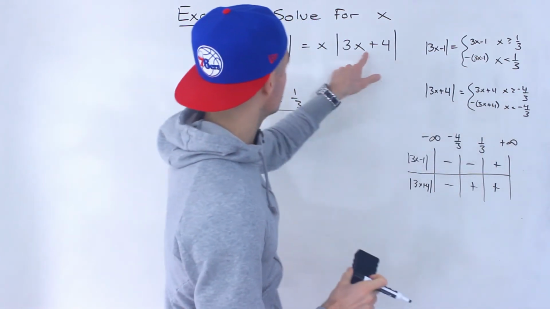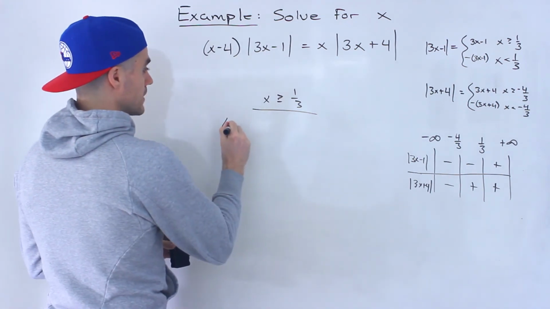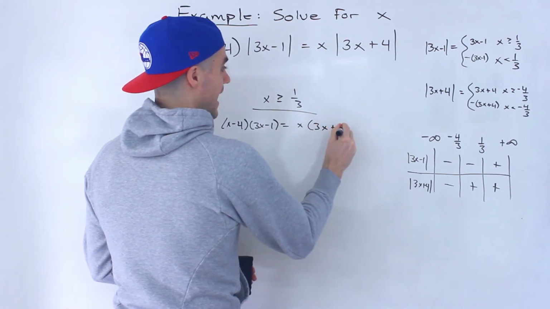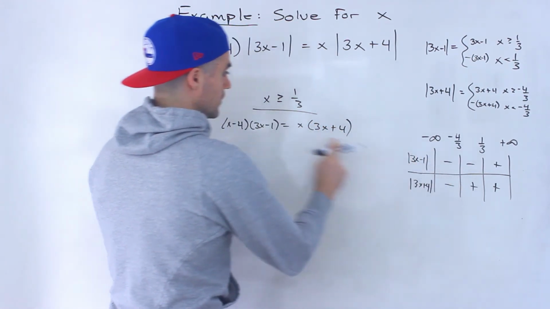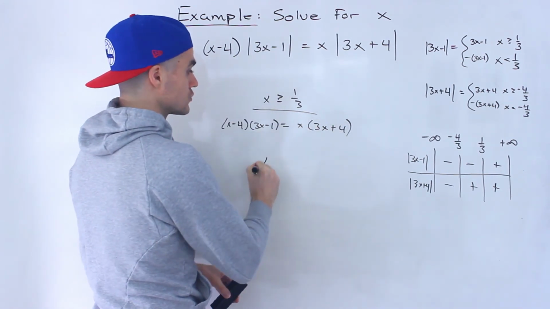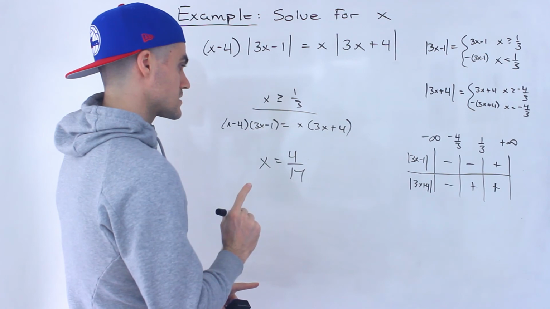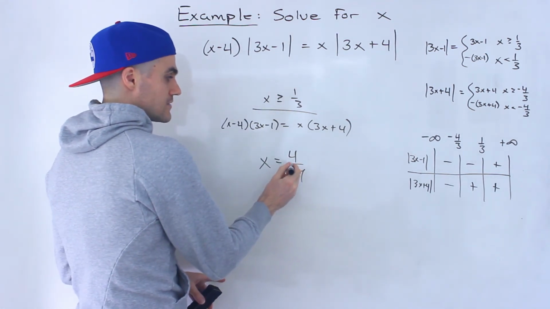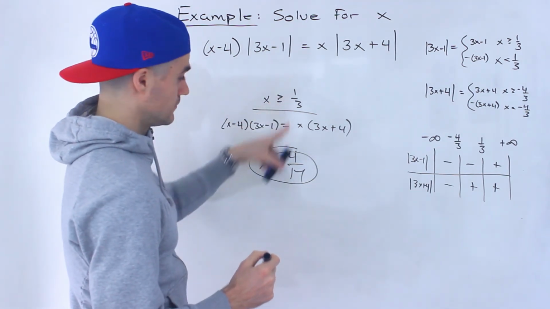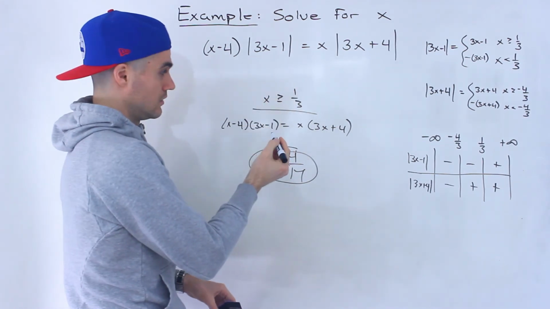This interval here, notice both of these, the absolute values would be positive. So we would end up with x minus 4 times 3x minus 1 equals x times 3x plus 4. And this is actually, remember in this first interval we worked with, when we canceled out the negatives, we ended up with this expression. This is the exact same expression we had, and the solution of that was 4 over 17. And notice that 4 over 17 is less than 1 over 3. So same solution, but it's also not admissible on this interval, right?